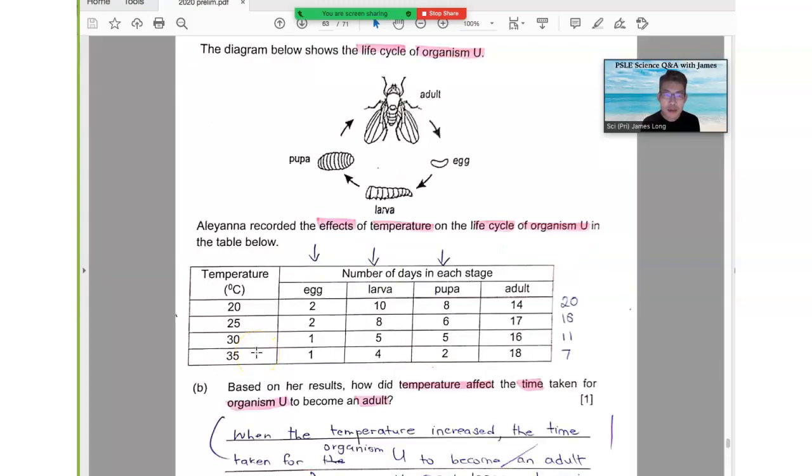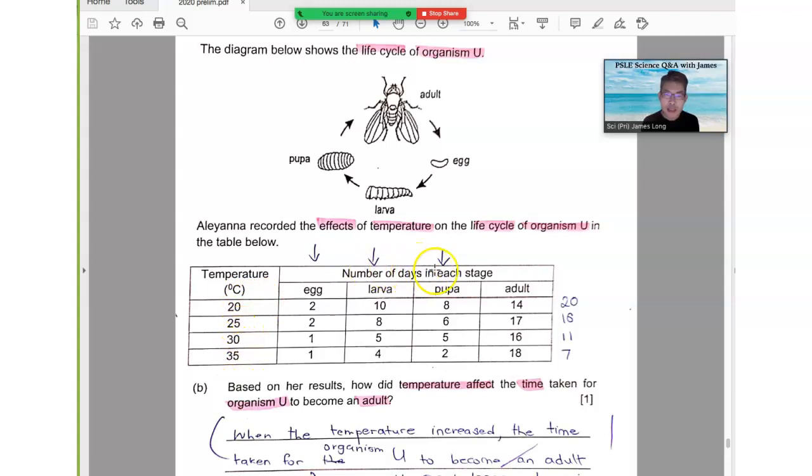Now this part is about the life cycle of organism U. As you can see, this is an insect with a 4-stage life cycle. Adult lay eggs. Eggs will turn into a larva that will eat a lot. And then the larva will go to a pupa stage where it starts its metamorphosis or transformation into the adult eventually. Now, Aliana recorded the effects of temperature on the life cycle of organism U in the table below. Right? Take note of the headings. Whenever you see a table, you must take note of what these headings are because they describe the numbers beneath them. All this here shows increasing temperature from 20 to 25, 30, 35 degrees Celsius.